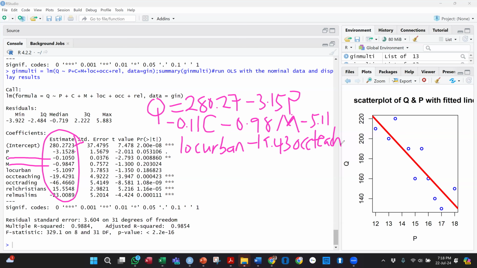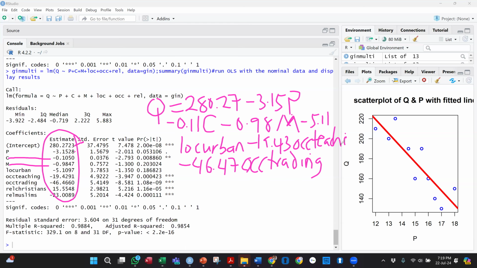OC teaching. Okay. You write it there. The next one is minus 46.47. So you write minus 46.47. Write it down. You don't write it down. Okay, 46.47. And then that is OC teaching, OC trading. Okay, so you do OC trading.